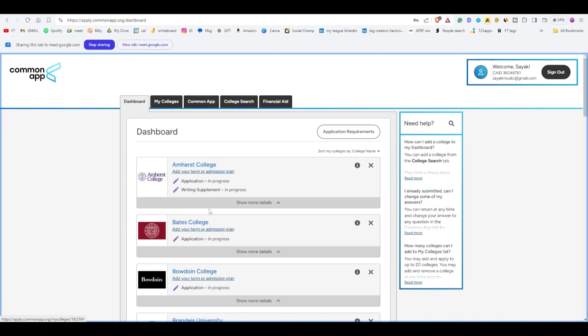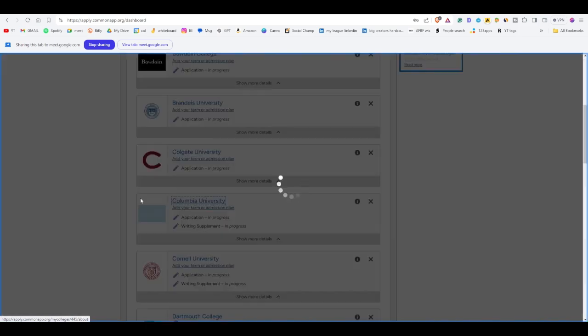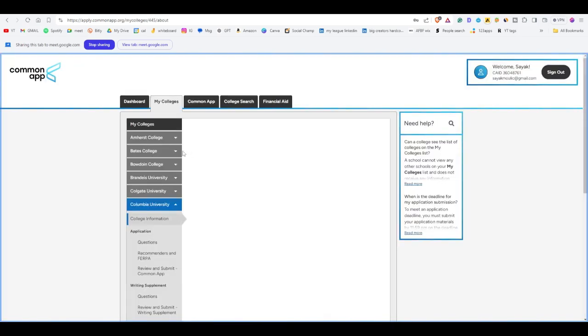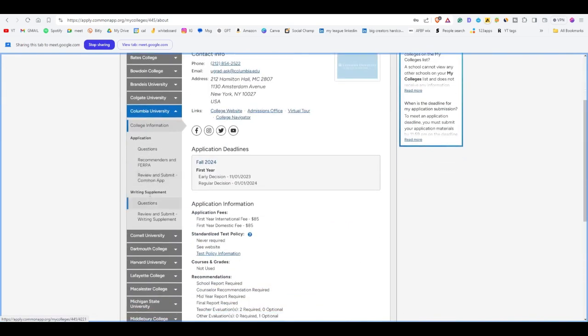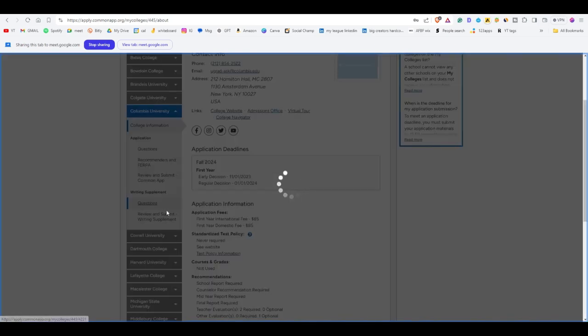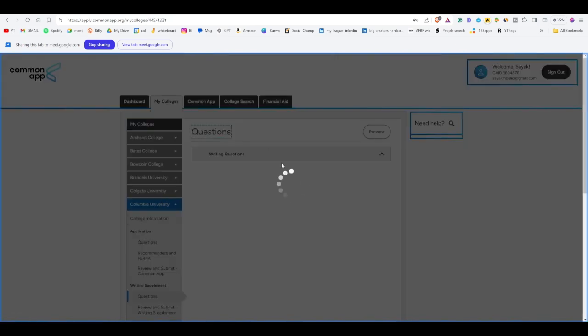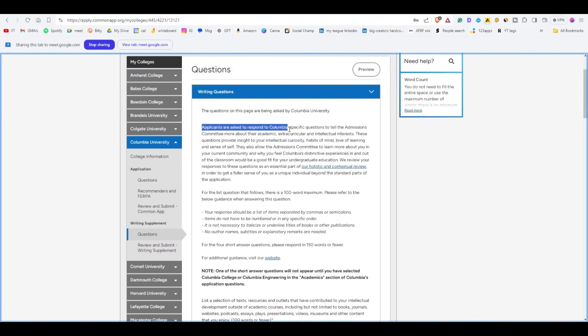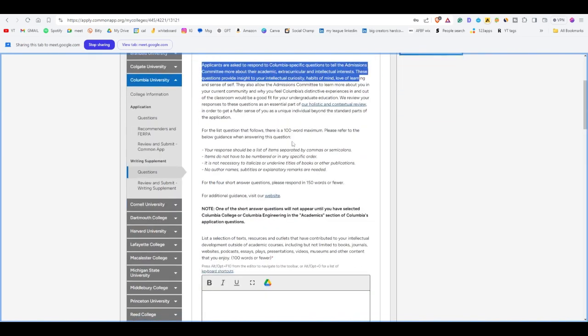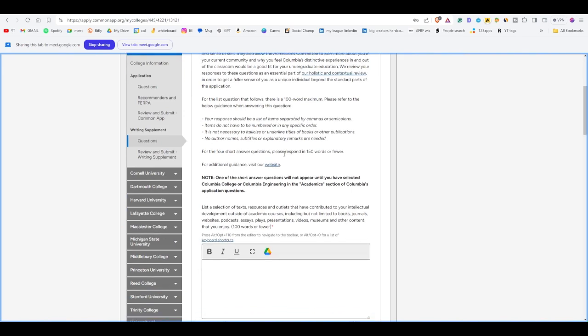Okay, so now we will see. For example, if I go to Columbia University, there is a particular section here called writing supplements. So you have to go here, click on writing questions, and then see. Applicants are asked to respond to Columbia-specific questions to tell the admission committee about themselves. Like, why should we choose you? That's the text.